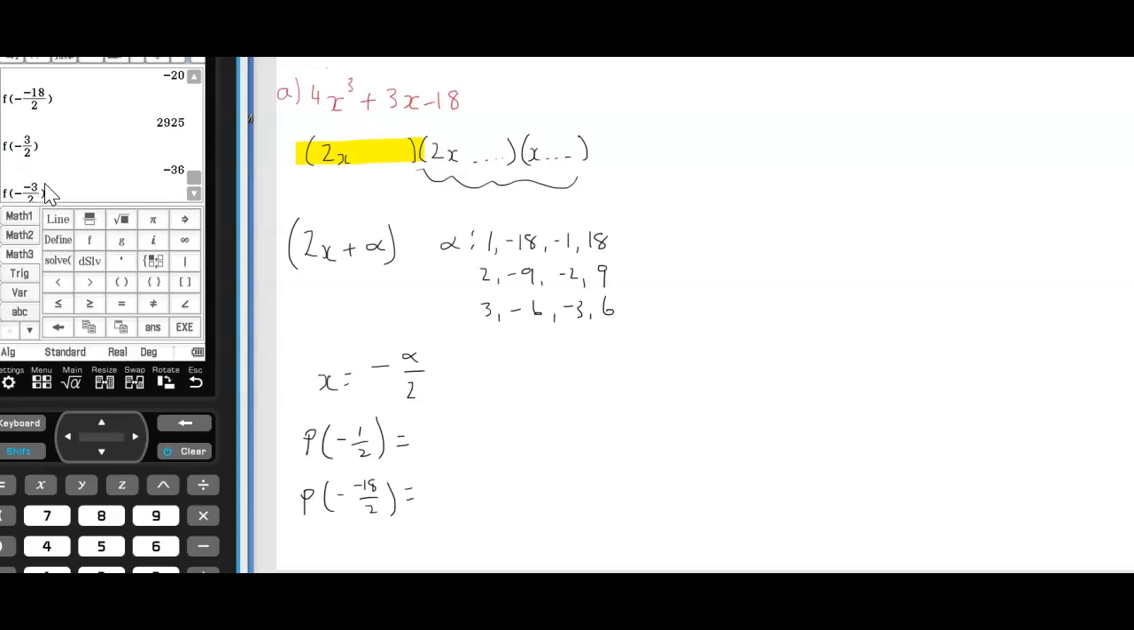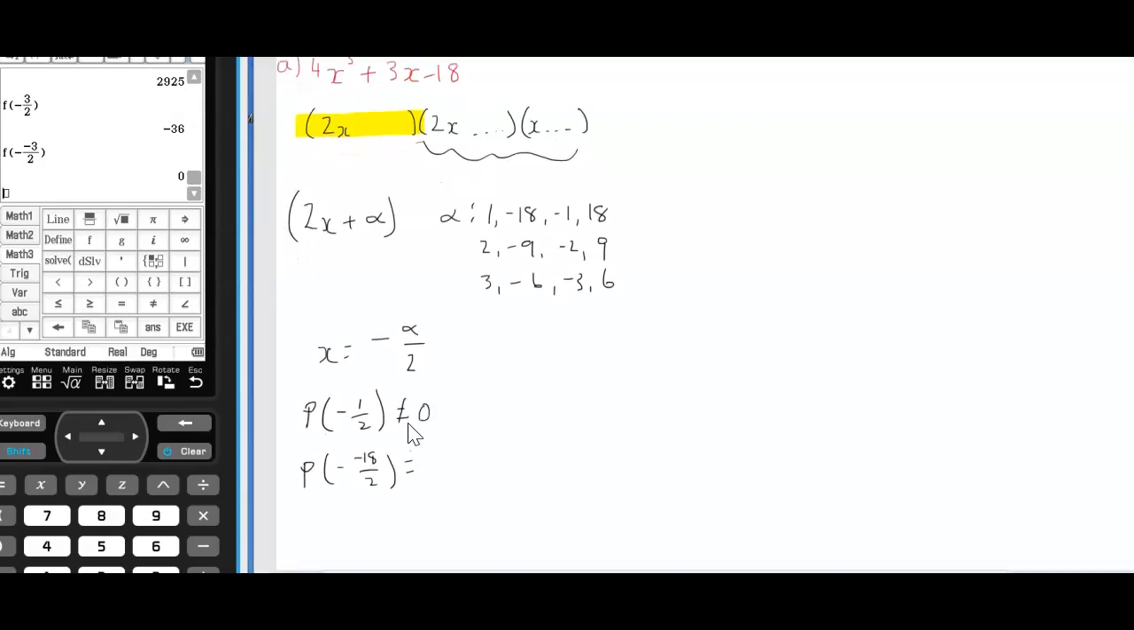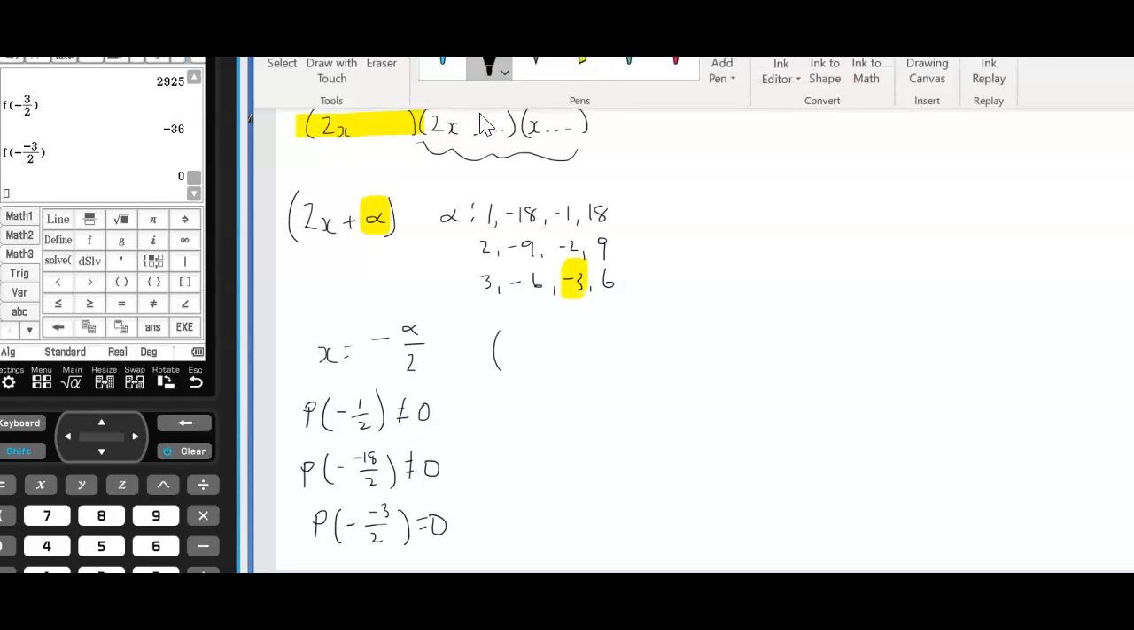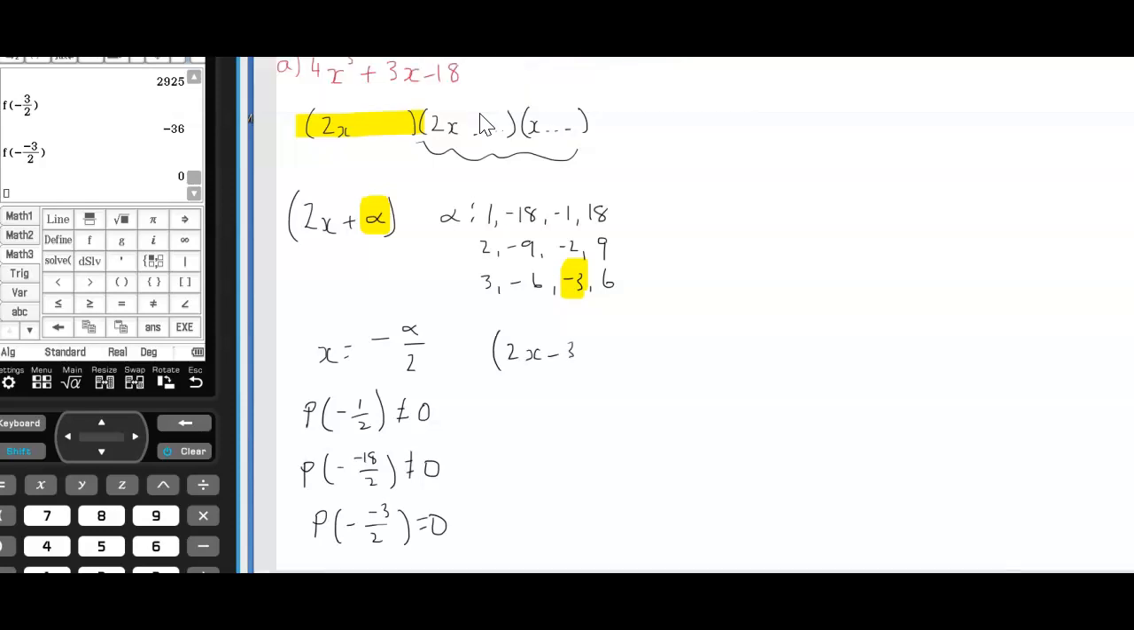Now the reason for leaving it as a negative will help you remember that negative 3 is your solution. I tried those two and showed you that they didn't equal 0, but p of negative alpha on 2, with negative alpha being negative 3 on 2, does equal 0. So when alpha is negative 3, we substitute it back in. One of our factors is 2x minus 3.